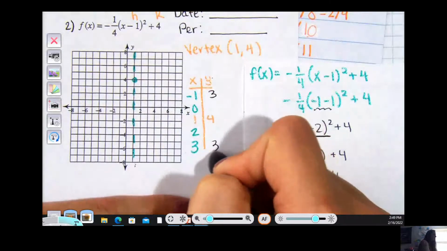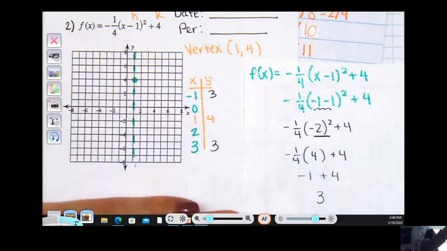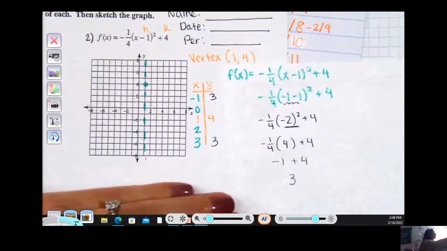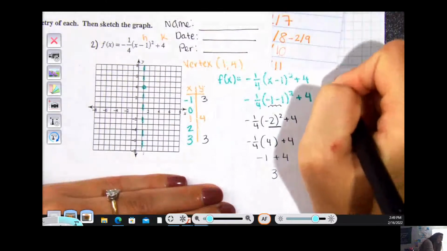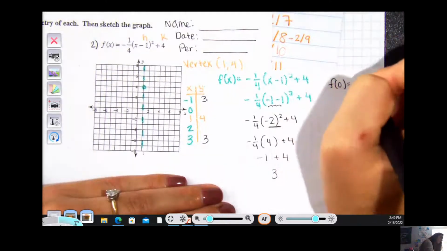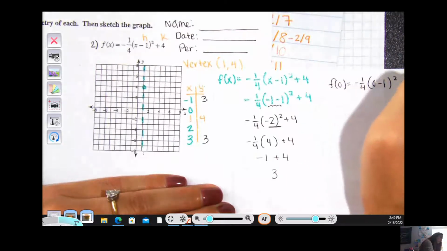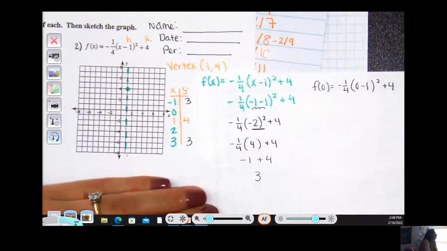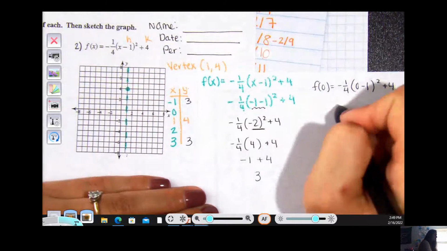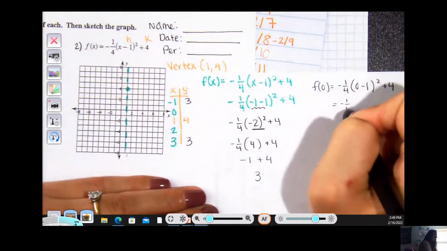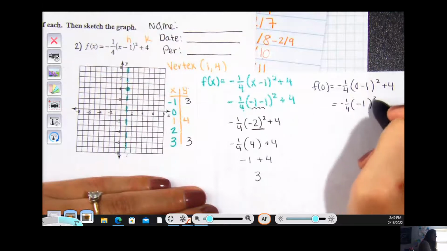The 3. So now you get to pick. Do you want to plug in 0 or 2? 0. Let's do 0 because why not? 0 seems way easier, right? So I'm going to do the same exact thing. I'm going to have f of 0 equals negative 1/4 multiplied by 0 minus 1 squared plus 4. So if I simplify the parentheses first, what's 0? Take away 1. 0, take away 1. Negative 1. Nice. Negative 1.